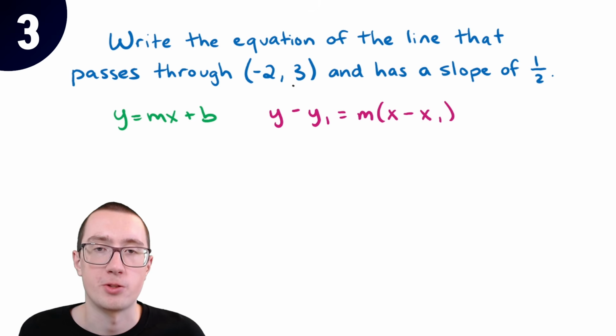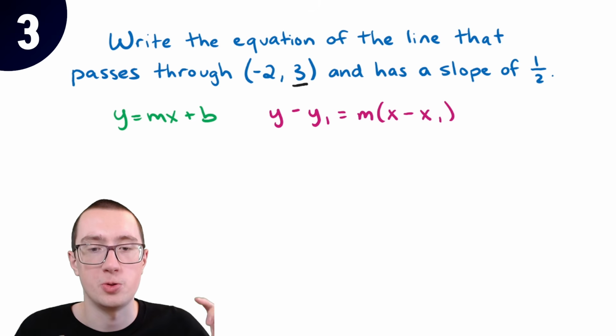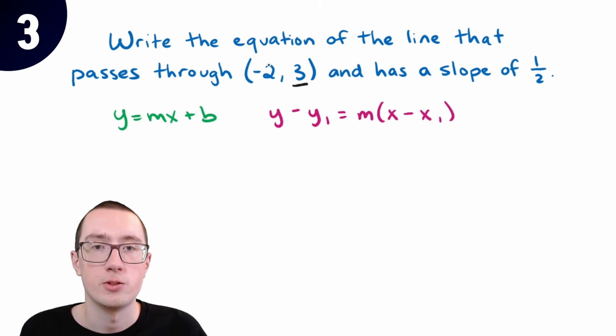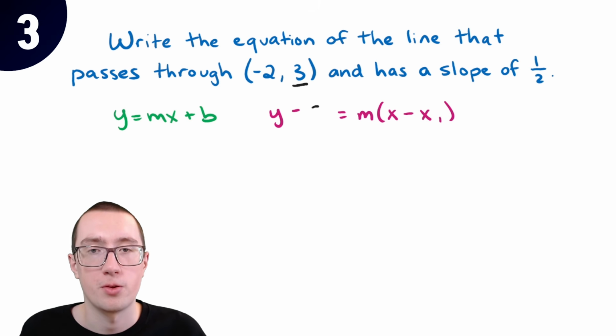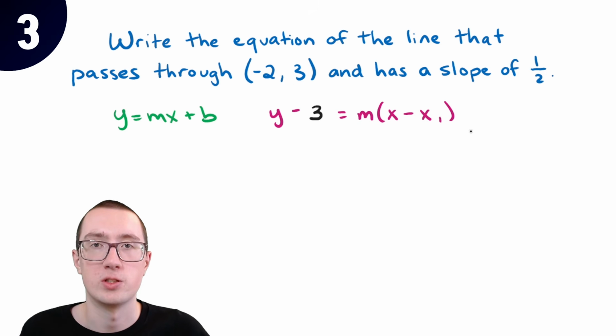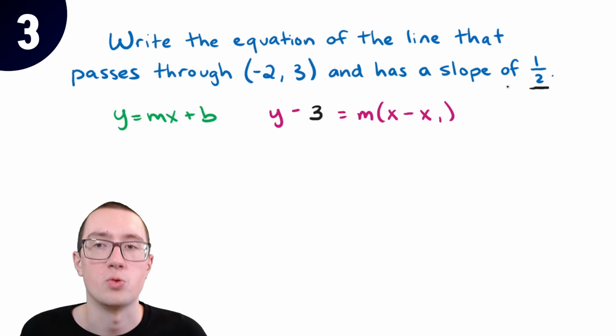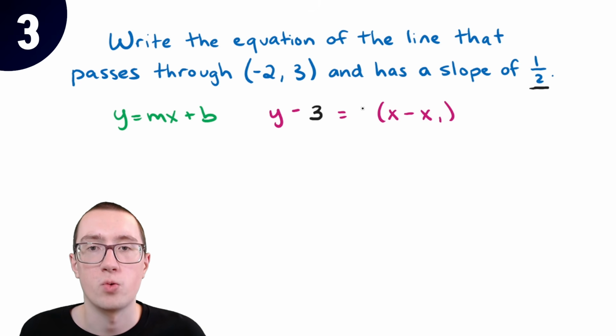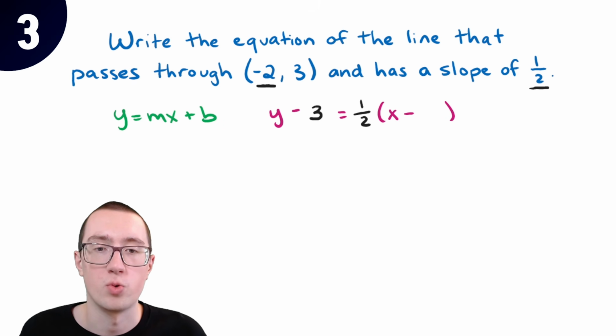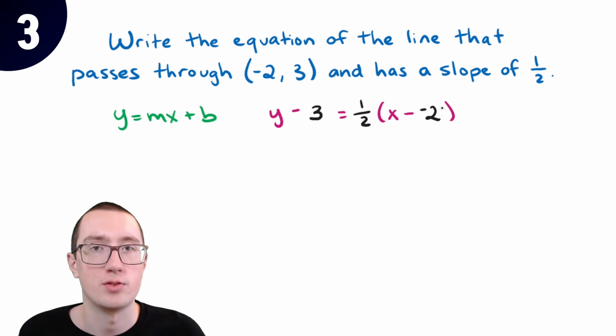The y of this point is 3, because remember in coordinates, you always have x first and then y. So -2 is x, but 3 is y. So we're going to replace y1 with 3. Now what is m? Remember that m is the slope, and the slope, it says, is equal to 1/2. So we're going to replace m with 1/2. x is going to stay the same, and then x1 is an x of coordinates on the graph. And in this case, x is equal to -2. So we're going to replace x1 with -2. But you may notice here that we have -2, and two negatives make a positive.